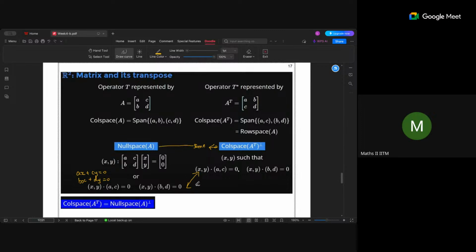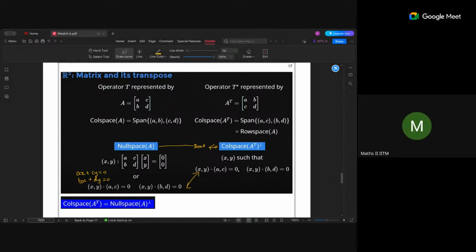Is it clear up to this for everyone? First of all, we saw that the column space of A transpose and the row space of A are the same. Then we saw that the null space of A is the same as the orthogonal complement, or the dual, of the column space of A transpose. Up to this is clear for everyone? Yeah.